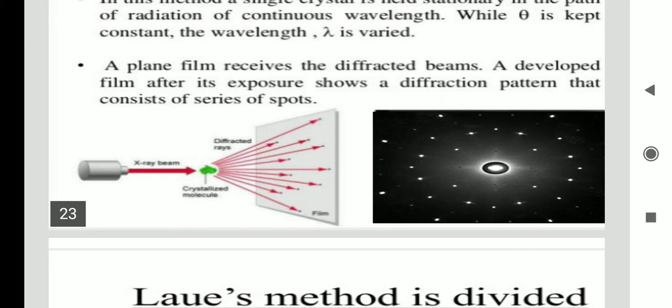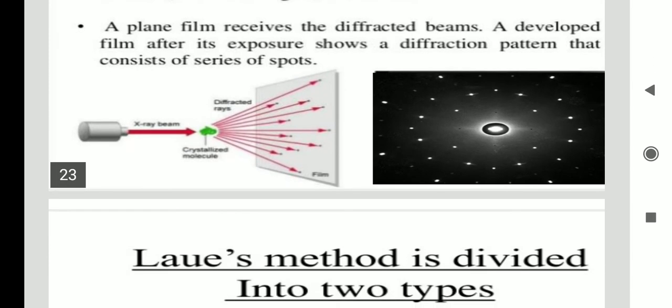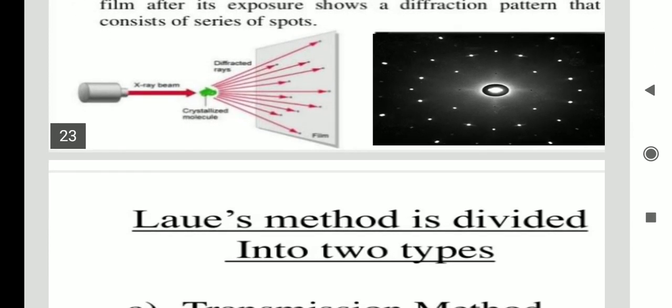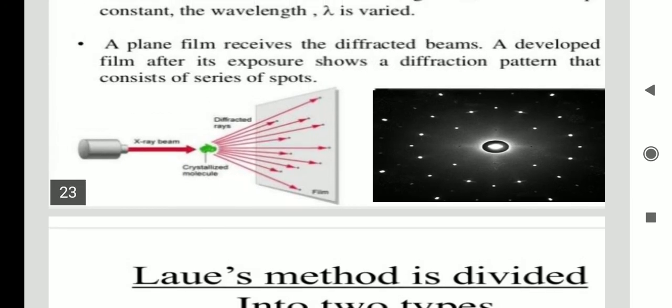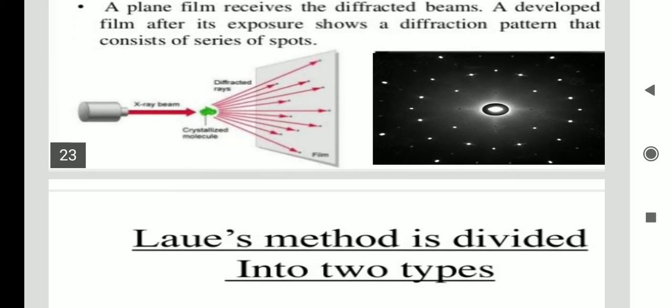Upon the stationary crystal, the rays are exposed, and which rays? The X-rays are exposed. When the X-rays are exposed, few of the rays are transmitted, few of the rays are reflected. After reflection and transmission, the remaining rays which are passing through the crystal are exposed on a photographic film. When you develop the photographic film, you will find a certain pattern. That certain pattern is called the Laue pattern.